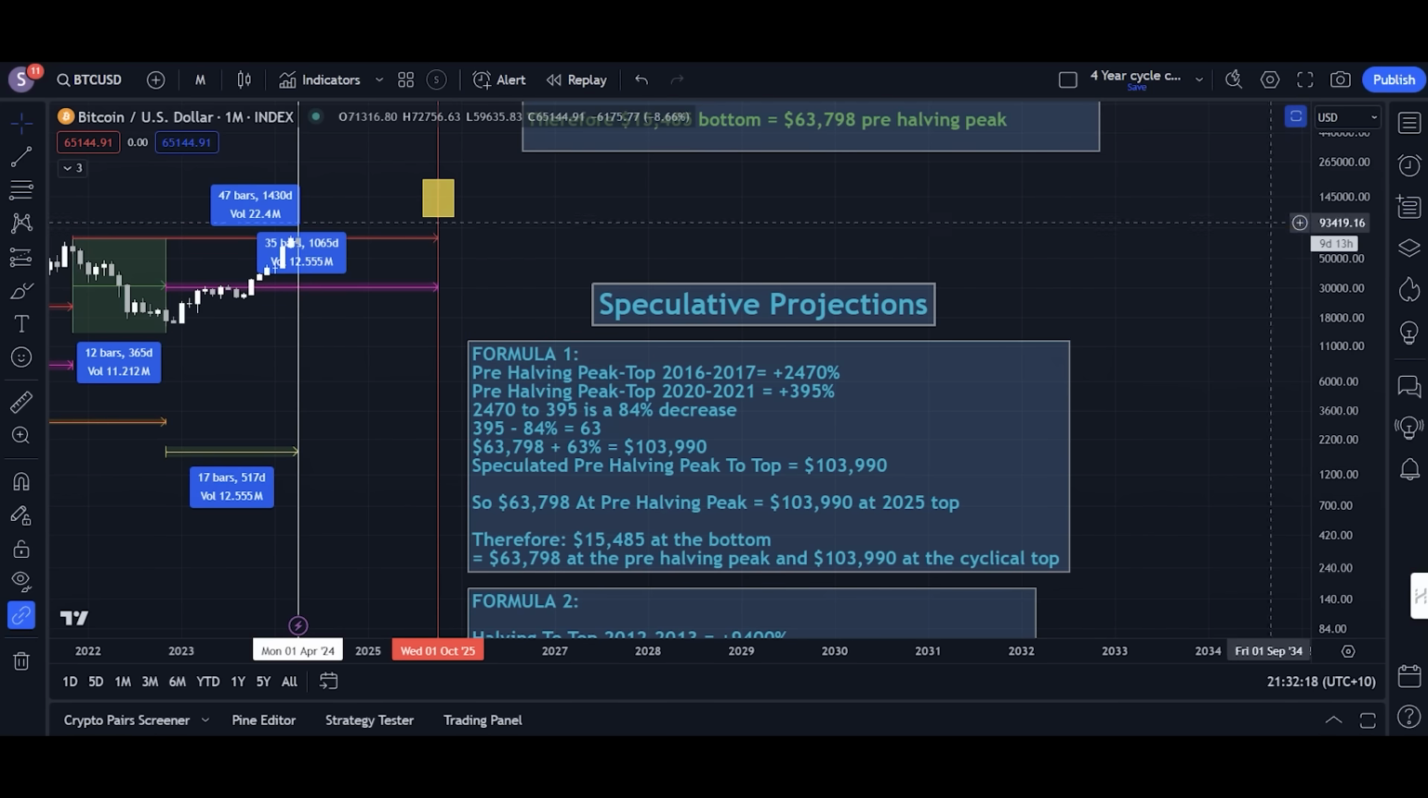So here, Formula 1, we've got the pre-halving peak to the top in 2016, 2020. We've taken the pre-halving peak to top in 2016 and 2020, compared the two, and noted the percentage decrease between them. It was an 84% decrease. So we've taken the 395 from 2020, and we've assumed that the 84% decrease would occur again. That leads us to a number which is 63. So we've taken the 63,000, which was the halving price. We've added 63% to that. That takes us to 103K, which means that our speculated top price for this cycle would be about 103,000 USD.